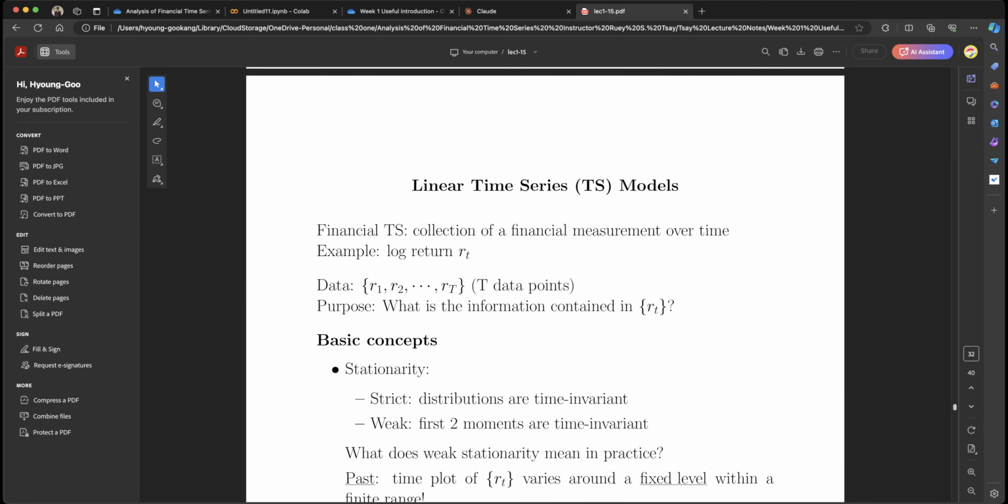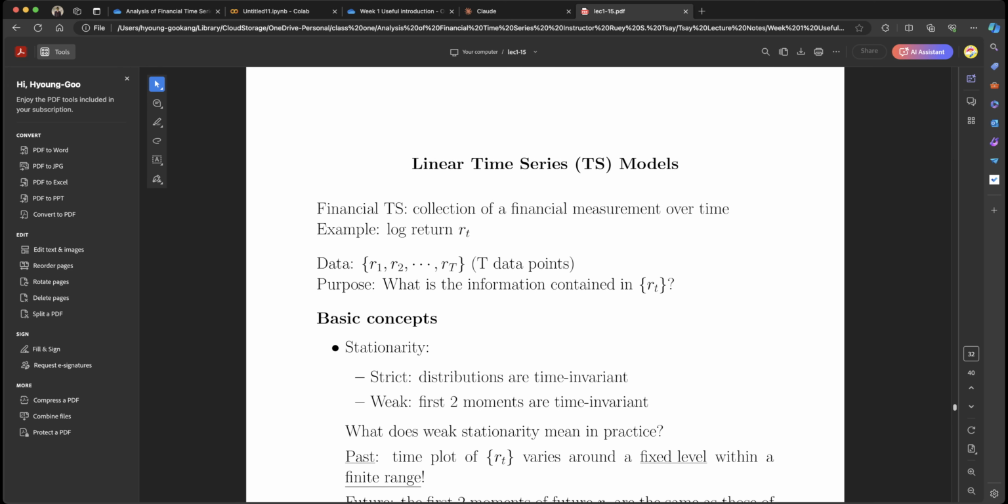Next, linear time series model. A finite time series is a collection of financial measures over time. Here, for example, is log return. Again, data is the t data point. The purpose is: what is the information contained in R? Okay. Now, by observing this data, the t data points, we want to know the information contained in RT.